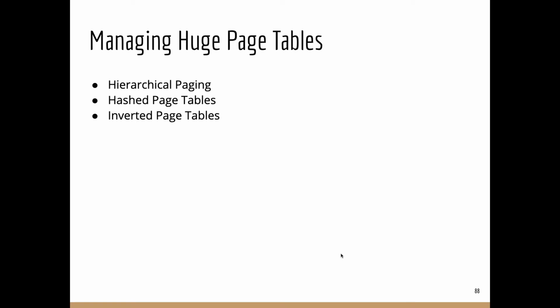So how do we solve this problem? There are 3 options to solving this problem. The first technique is hierarchical paging, the second is hashed page tables, and the third is the inverted page table. So the motivation behind using hierarchical paging is essentially adding another level of indirection.